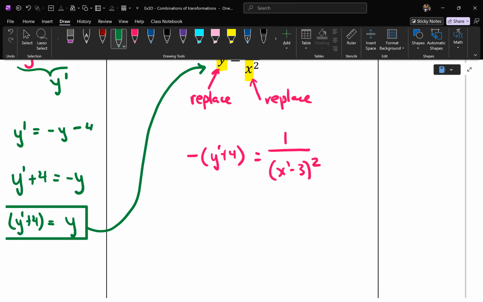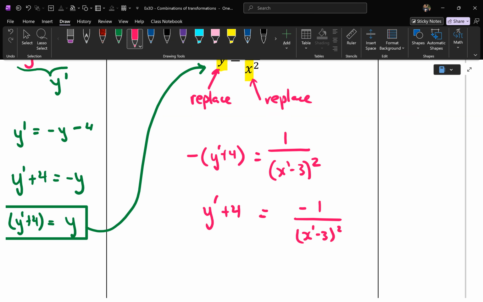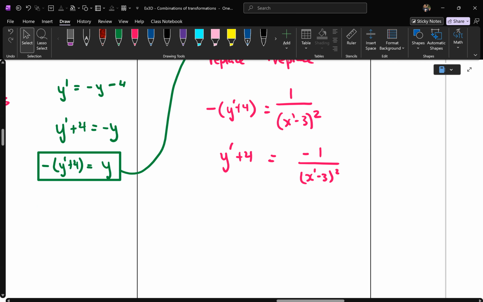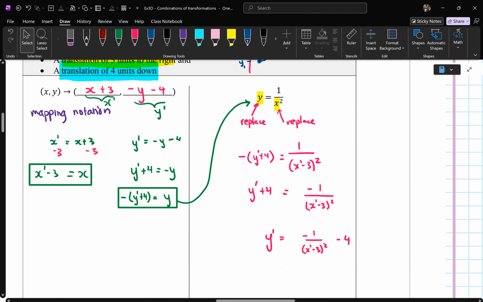We can say, all right, let's divide both sides by negative. So then you get y dash plus 4 is equal to negative 1 of x dash minus 3 all squared. So all I did was times both sides by negative 1. That now is positive. That one's a negative. And I just need y dash by itself. So I'm going to subtract 4 on both sides. So y dash is equal to now negative 1 over x dash minus 3 all squared, minus 4.